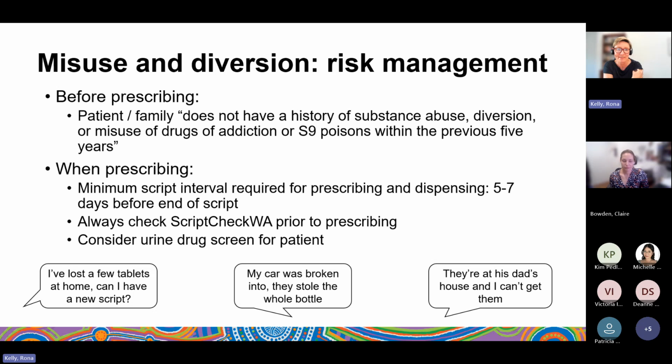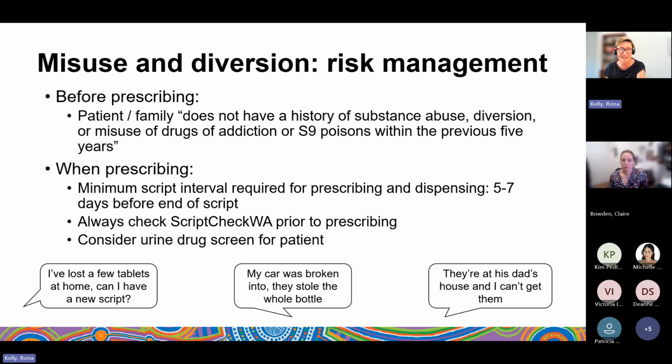They can purely represent a parent with undiagnosed ADHD who isn't able to keep up with where the medicine is. So things like "I've lost a few tablets, can I have a new script," so they can't account for all of the medicine. Quite commonly, and obviously I work in some lower SES areas, lots of cars are broken into and the medicine stolen. But if that's the case, then often we have to ask for a police report before we'll prescribe any more.